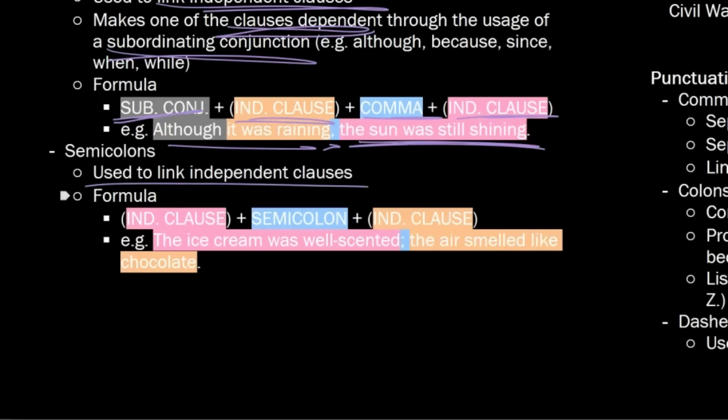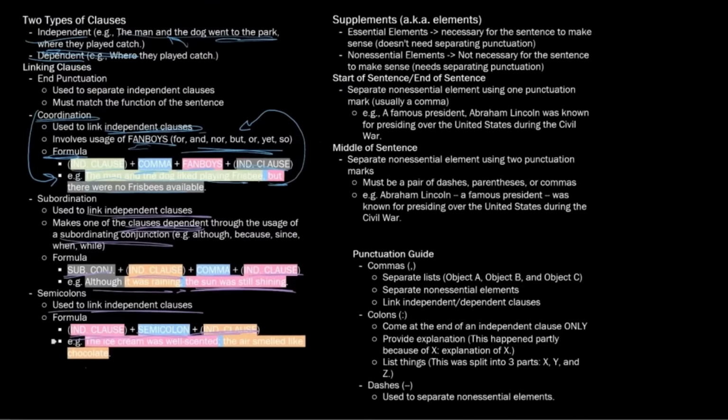Lastly, we got our semicolons here. We're going to use them to link independent clauses again. Semicolons are the easiest one. You just have to have an independent clause, then a semicolon, then a space, and then an independent clause. So ice cream was well scented, semicolon, the air smelled like chocolate.